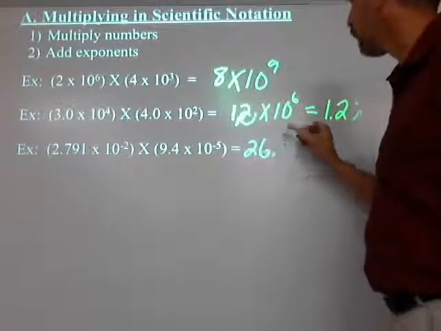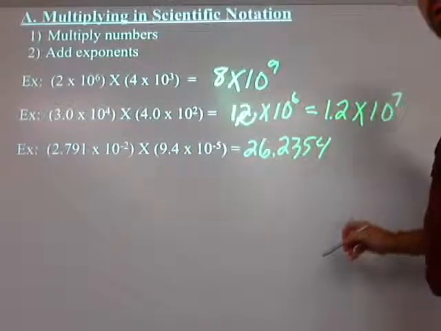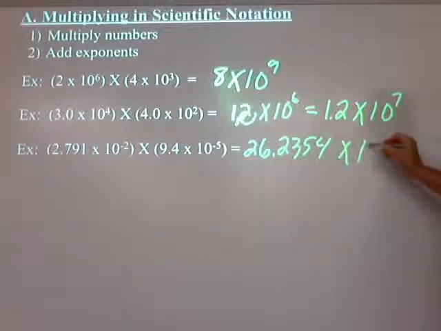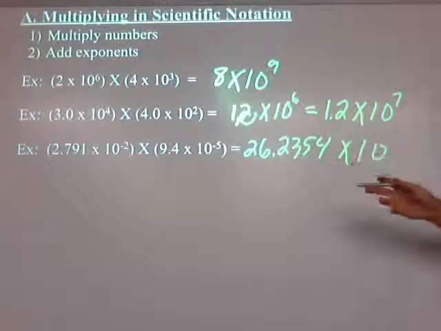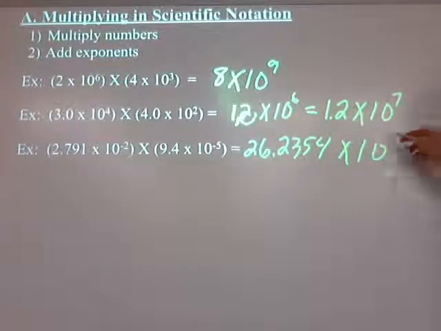26.1, 2, 3, 5, 4. Okay. Times 10 to the, now be careful of this. Adding negative 2 and negative 5 is going to be what? Negative 7. Good. All right. Now, what's wrong with that? What's wrong with that?